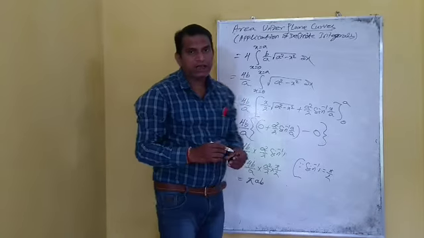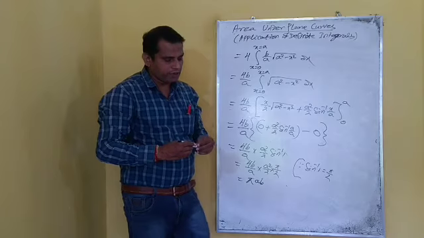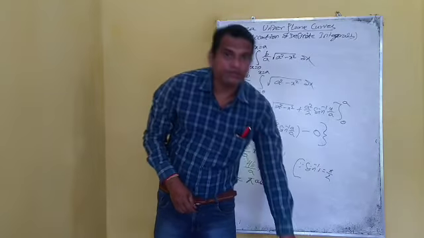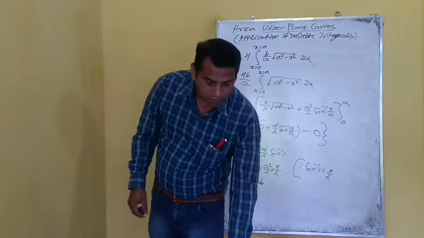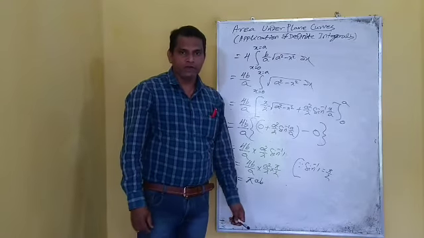So the area covered by the ellipse x square by a square plus y square by b square is equal to 1 is pi ab. Okay, thank you.